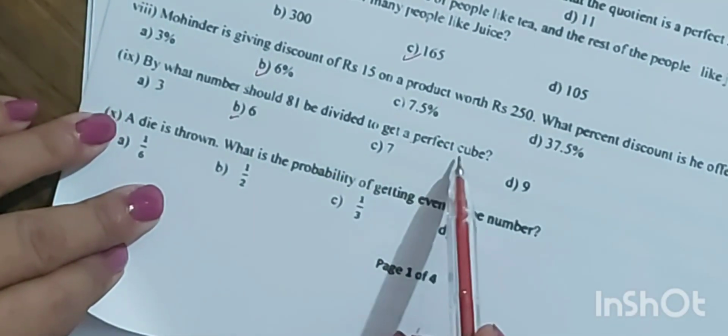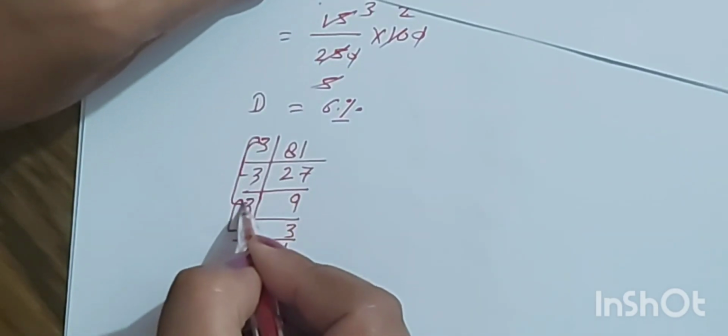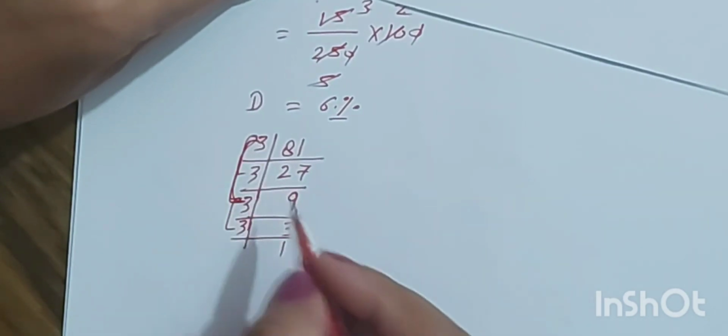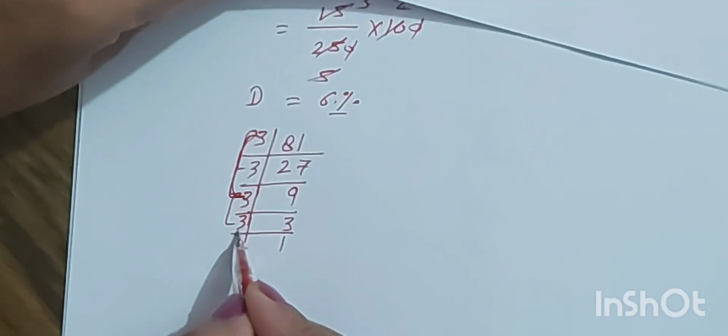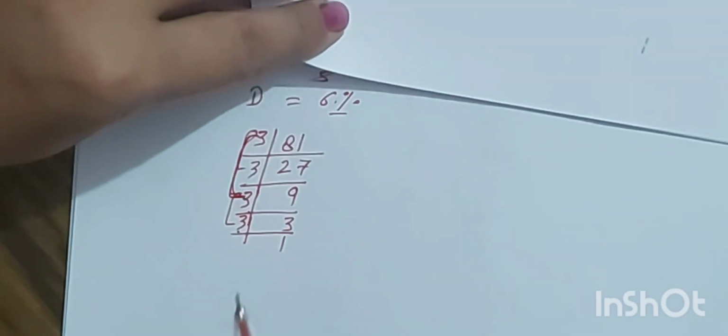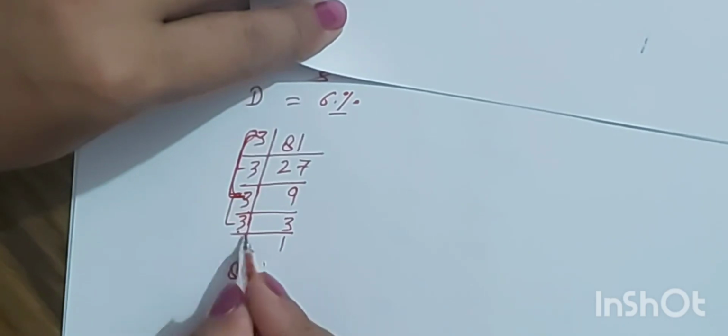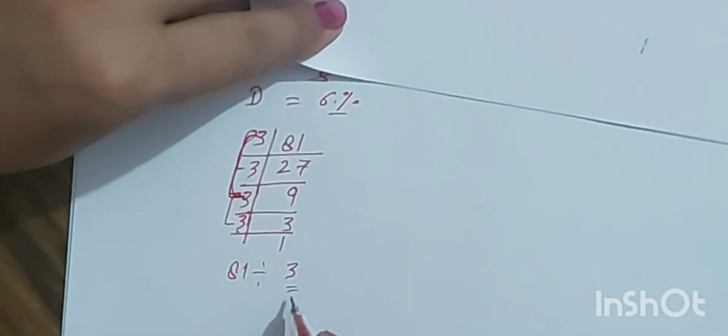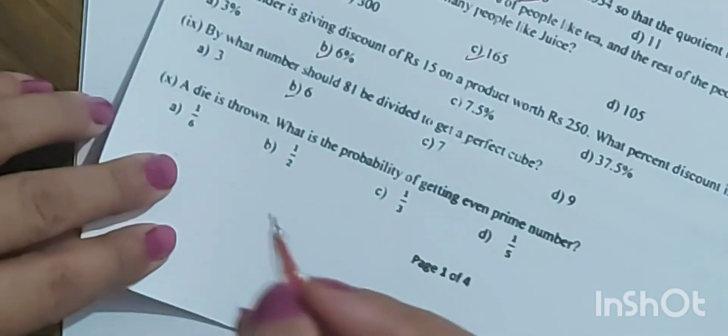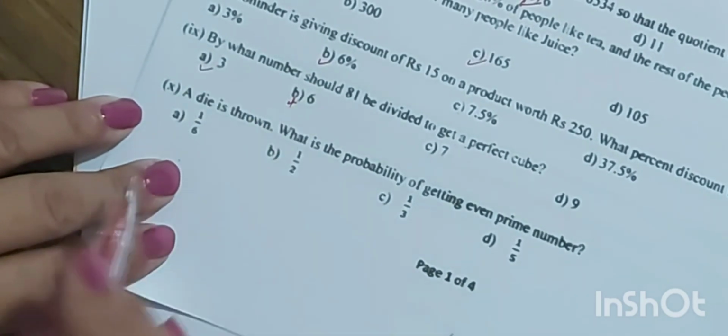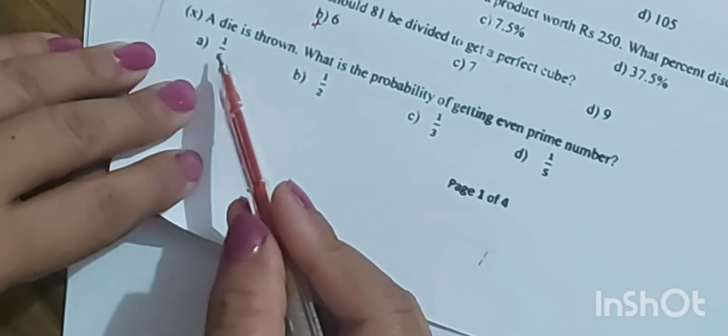Okay, so the question is asking by what number should this be divided to get a perfect cube. For a perfect cube, factors should be in triplet. Okay, so these 3 are in triplet but there is only 1 3 left. So 81 should be divided by 3 to get a perfect cube number. After dividing by 3 you get 27. This is a cube of 3. So the correct option is A option. Answer is 3. Okay, so number 10.